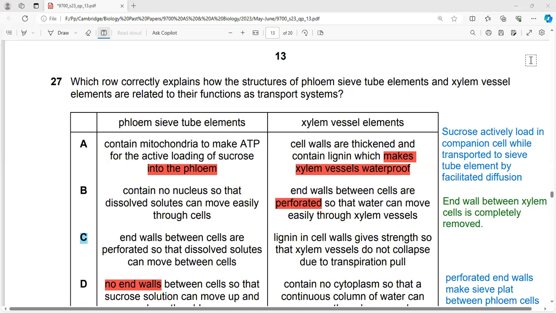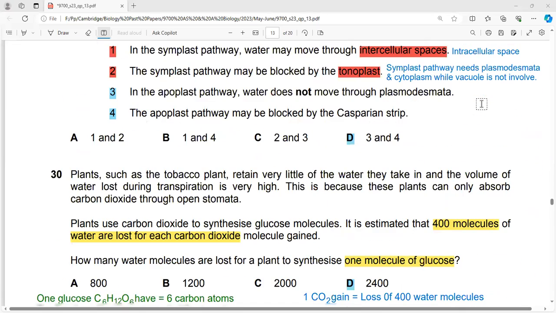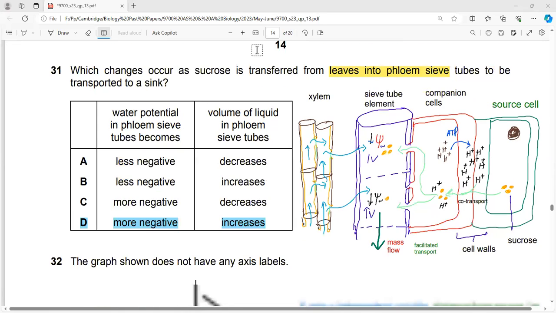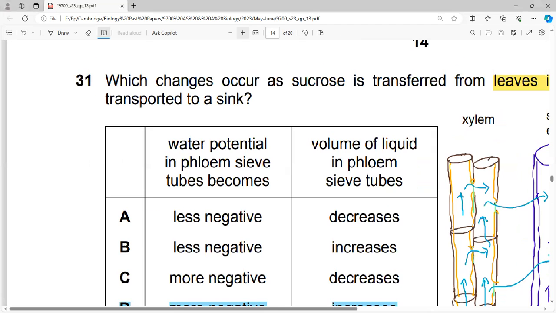Question number 27. Which row correctly explains how the structure of the phloem sieve tube element and the xylem vessel element are related to their function or transport system? So we need to see that the structure of the sieve tube element and the structure of the xylem are related to their functions. To understand that, I shall proceed to one diagram here, and we're going to explain this diagram.